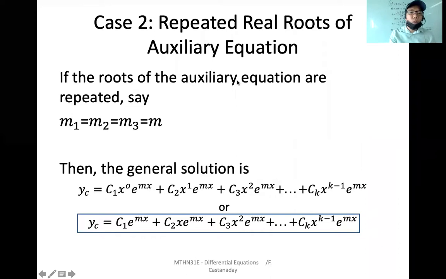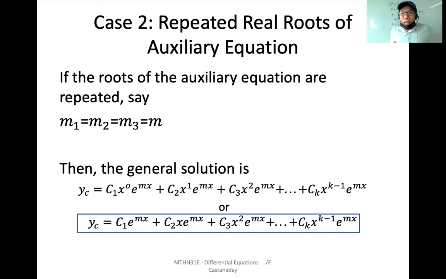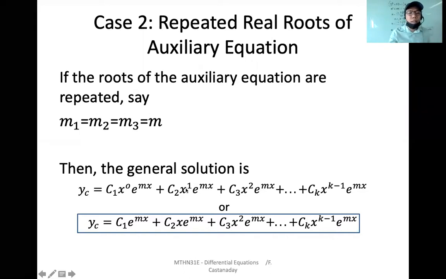Now, let's proceed to case number 2. Hanggang case number 2 lang tayo. Repeated real roots of auxiliary equation. Now, if the roots of the auxiliary equation are repeated, for example, yung m sub 1 is equal to m sub 2 equal to m sub 3, if there are three of the same roots, then the general solution would be, ito na guys.